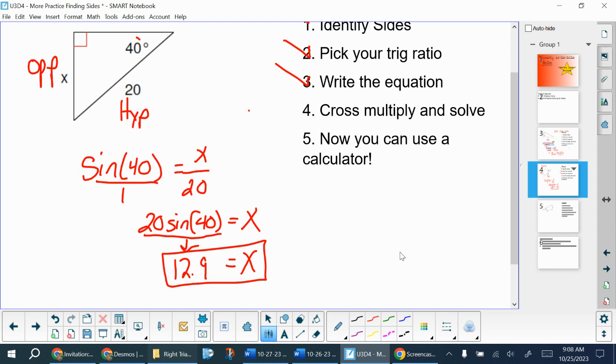That's the work I want to see when you do this worksheet. I tried to give you plenty of room. If you need a little bit more, feel free to grab a scratch piece of paper and just number them so I can see your work.